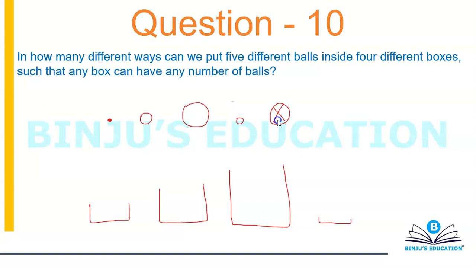Now when you say any box can have any number of balls, that means a box can have 0 balls, 1 ball, 2 balls, 3 balls, 4 balls or 5 balls. All of these are possibilities.